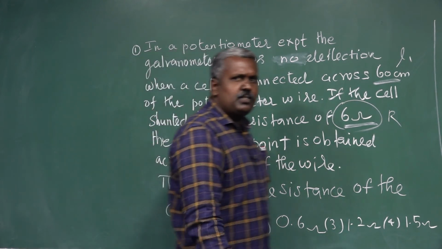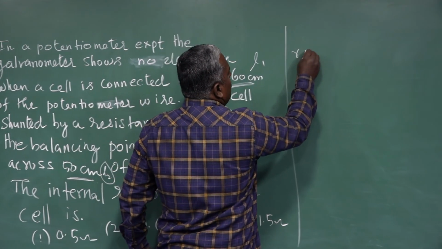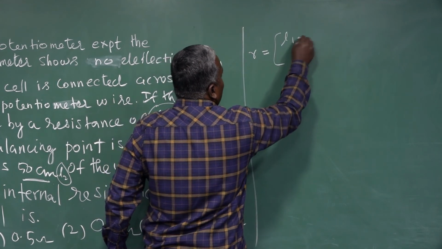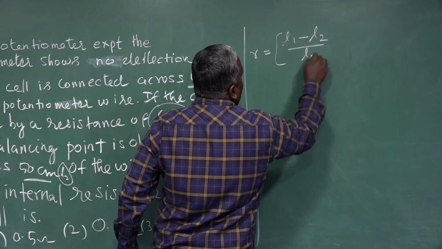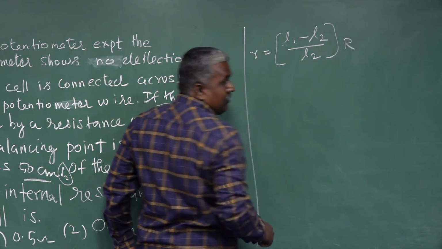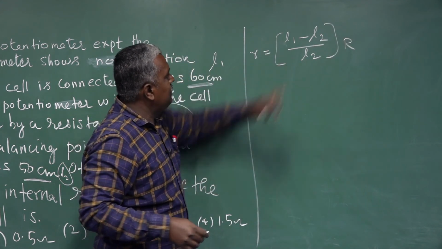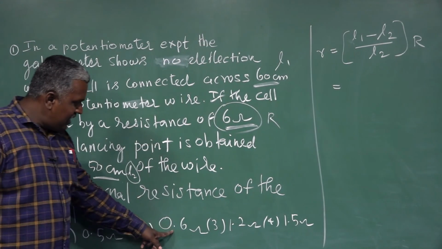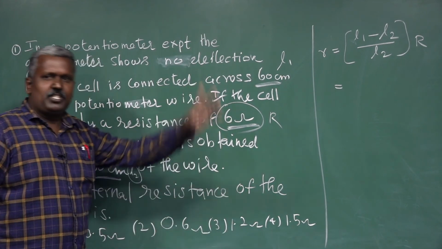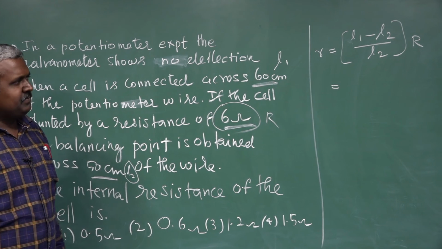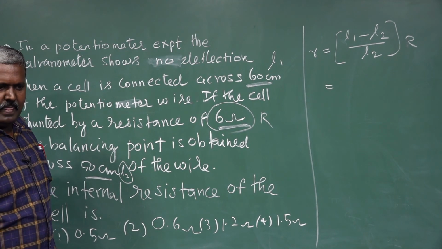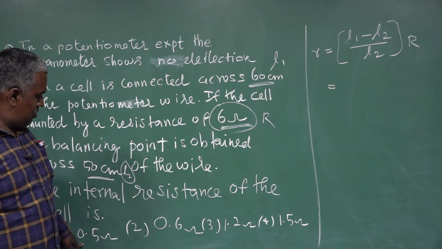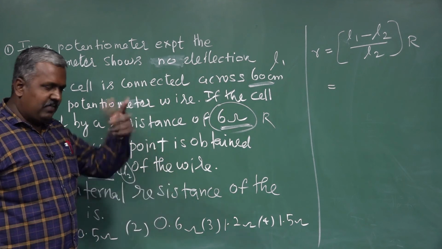What is the symbol for internal resistance? Small r. Formula: L1 minus L2 by L2 into R. You take any one of the two formulas. Options are 0.5, 0.6, 1.2 and 1.5 ohms. Come on, try yourself. Anybody? What is the value? Try quick. 0.5? No. 0.6? No. Yeah, very good, yourself correct.